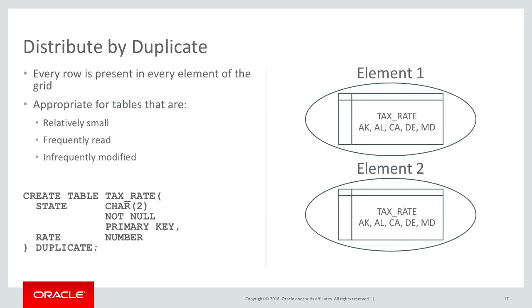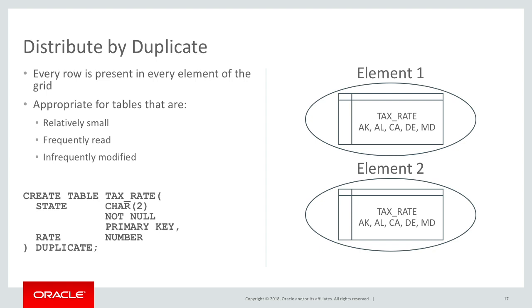The third distribution method that we support in TimesTen 18.1 is distribute by duplicate. And this is a pretty simple one. If you define a table as distribute by duplicate, then every row in the table is present in every element of the grid. Now this is very appropriate for reference data, right? Tables that are relatively small, frequently read, and infrequently modified.